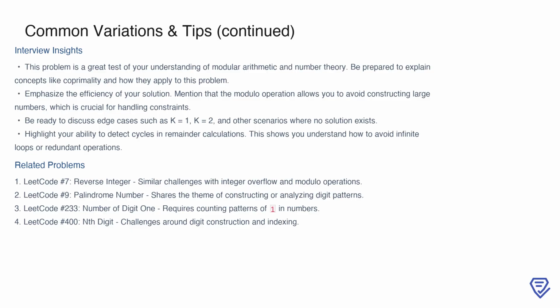Beyond this specific problem, you can also connect it to related challenges. For instance, problems like LeetCode number 7, reverse integer, and LeetCode number 9, palindrome number, share themes of handling integers and digit patterns. Similarly, LeetCode number 233, number of digit 1, and LeetCode number 400, nth digit, involve analyzing or constructing digit sequences, making them conceptually related.